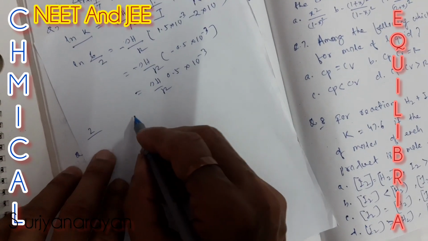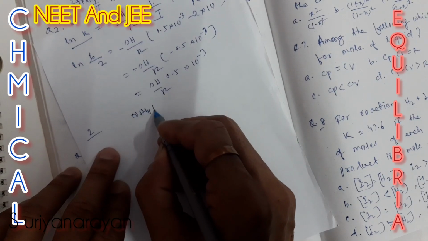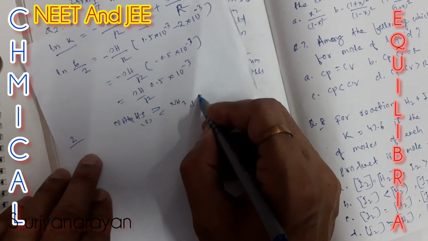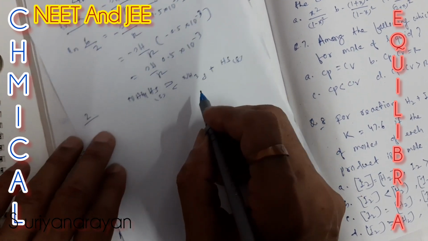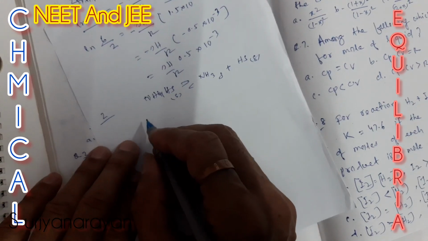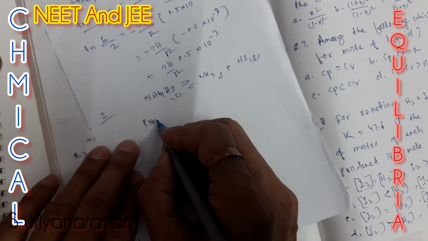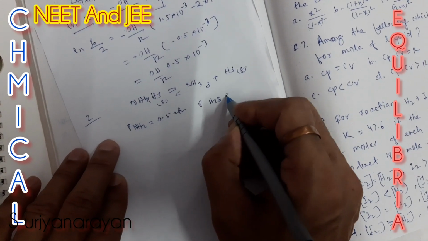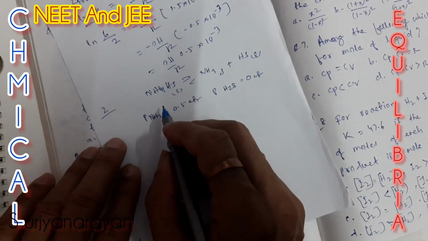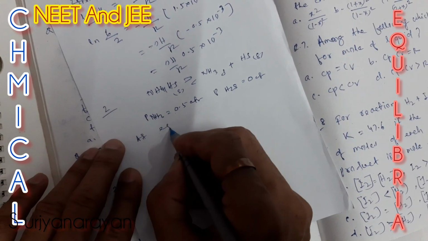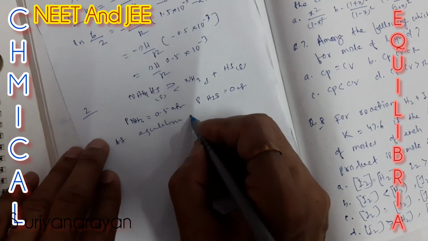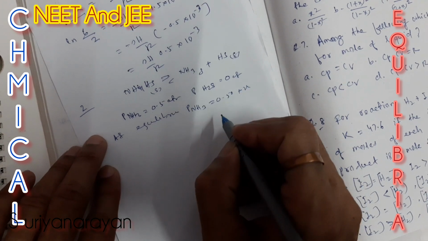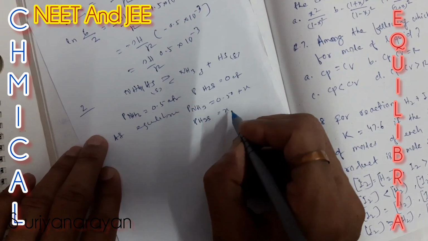See, ammonium bisulfide NH4HS is solid, and this is ammonia gas, and this is H2S gas. So initial pressure: ammonia PNH3 is 0.5 atmosphere, H2S pressure is 0 atmosphere. What happens at equilibrium? Ammonia pressure is 0.5 plus X. H2S pressure, let it be X.